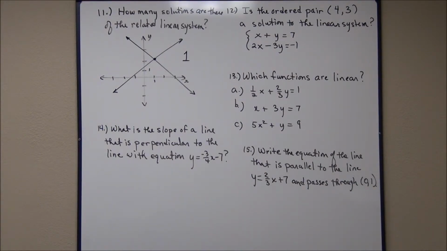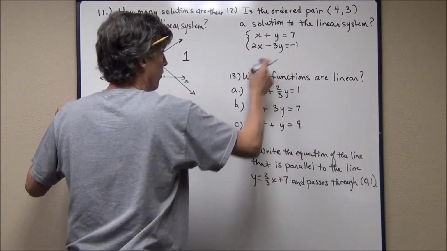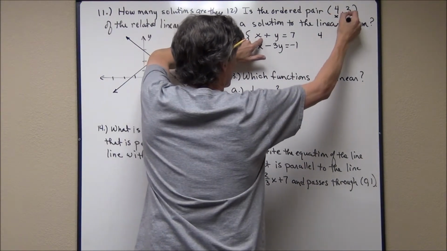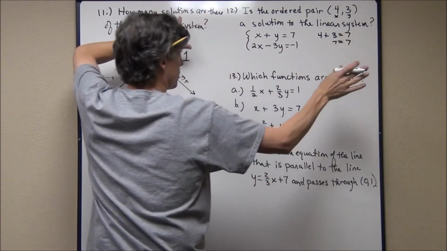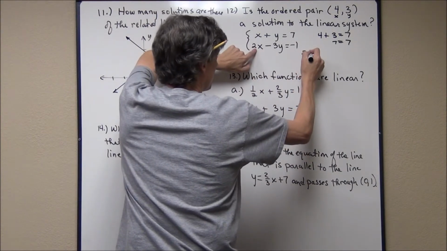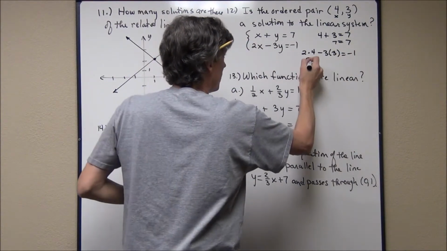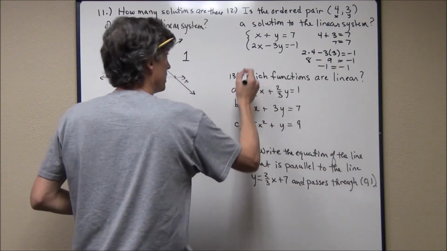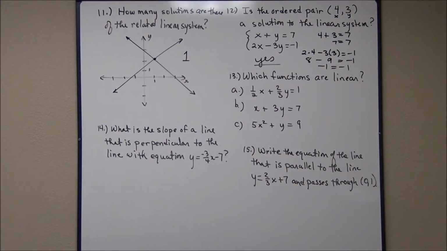Problem 12 in the upper right, it says, is the ordered pair 4, 3 a solution to the linear system? Well, for this to be a solution, it has to make both of them true. Well, I can almost see the top one that it's going to work. If I plug this in for x and this in for y, I get 4 plus 3 equals 7. I get 7 equals 7. That looks good. This one, it'd be 2 times 4 minus 3 times 3. Does that equal negative 1? This would be 8 minus 9, and look at that. Yes, it does. 8 minus 9 is negative 1. Negative 1 equals negative 1. So yes, that is indeed a solution.